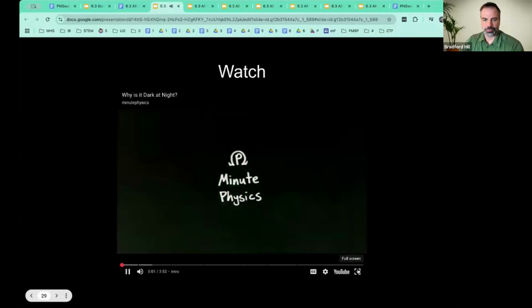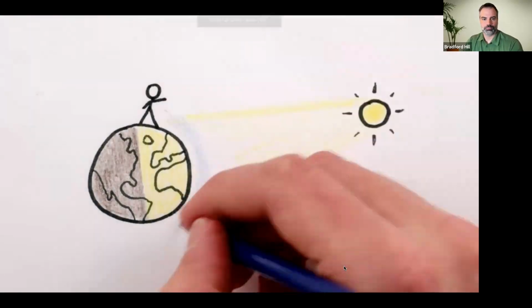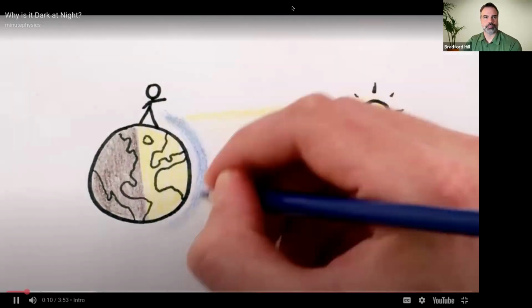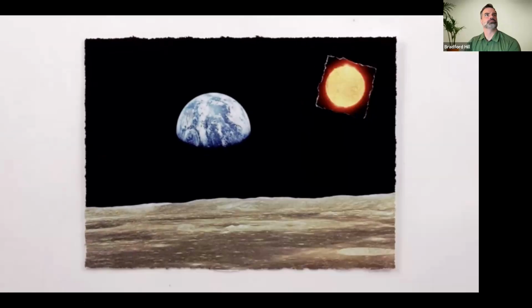Why is the sky dark at night? You might think the answer is obvious. The sun isn't up. But the only reason the sky looks blue during the day is that sunlight scatters off of the atmosphere. If we didn't have an atmosphere, like on the moon, the sky would always be dark, even when the sun is shining.